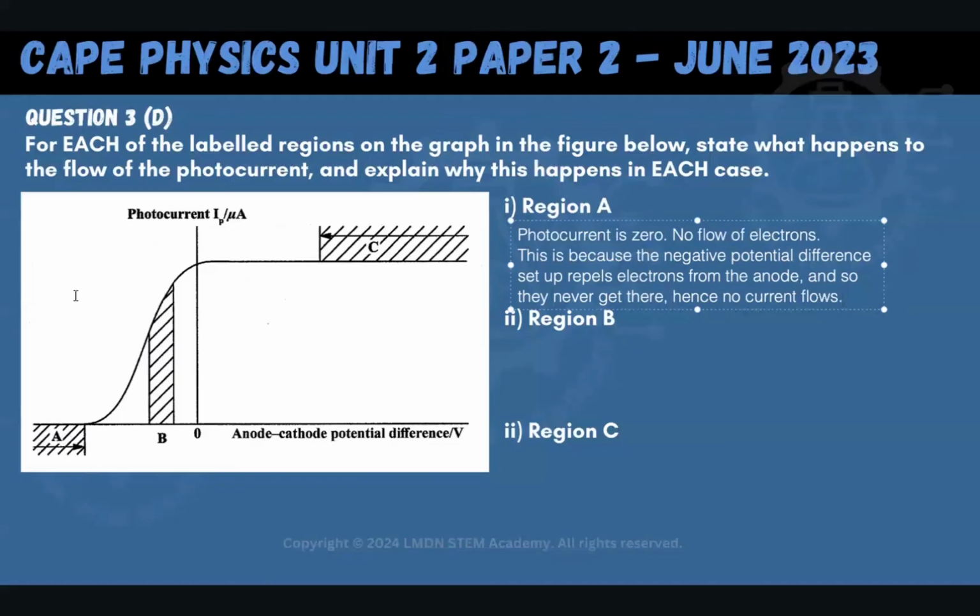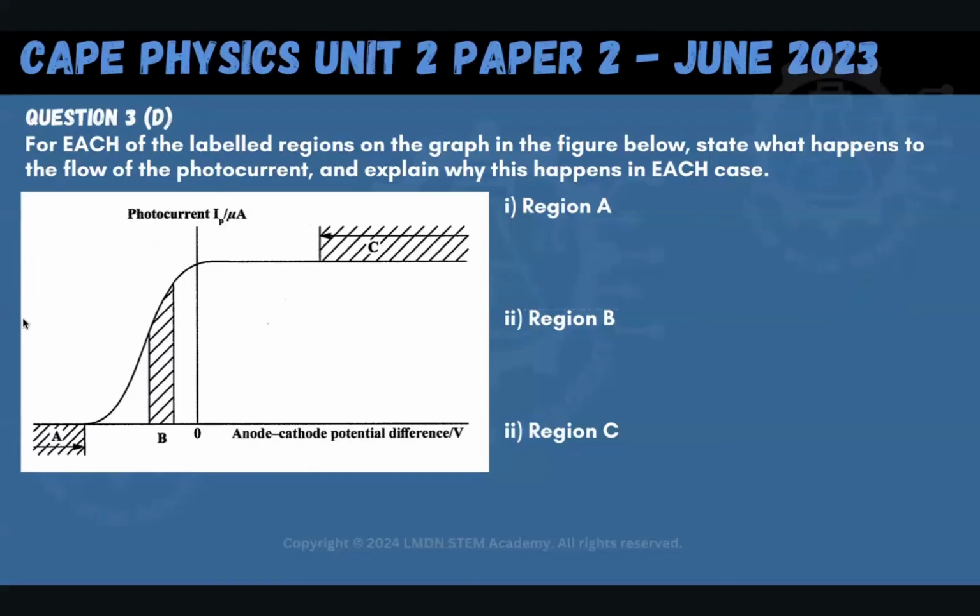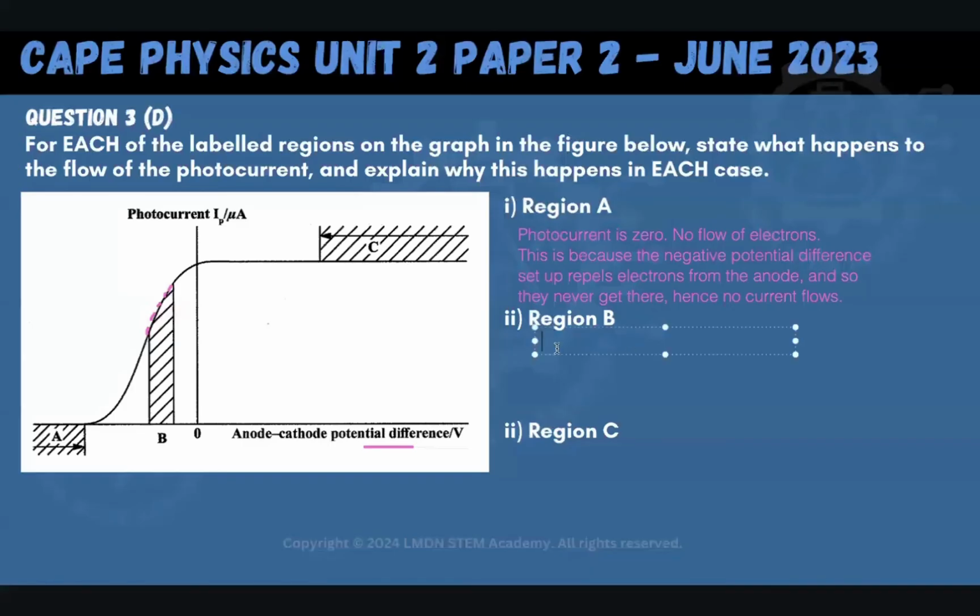Right? Let's look at region B now. When we look at region B, we see something interesting here. We see that there's a gradual increase in that photoelectric current, and what's happening here is that our potential difference is becoming more positive now. You see that? So the electrons are starting to flow again and move towards the anode. All right, so let's write that now.